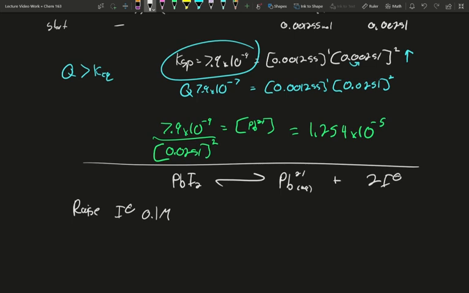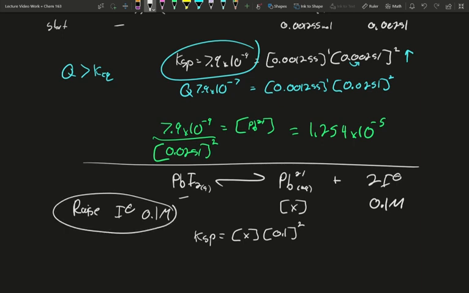Sodium iodide is cheap. I can get a bunch of iodide, pour it into my container, and it'll flood over, and so my iodide is 0.1 molar. The solid, we're not concerned, its concentration doesn't change, but this means what does our lead need to be if we've raised our iodide this high? And so our KSP is going to equal our lead, which will be some unknown yet, and our iodide, 0.1 squared.